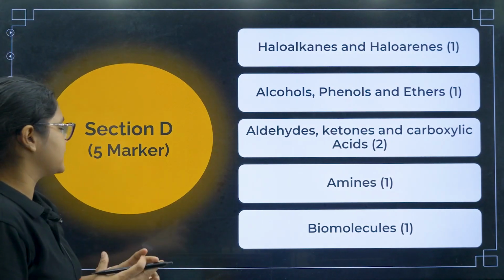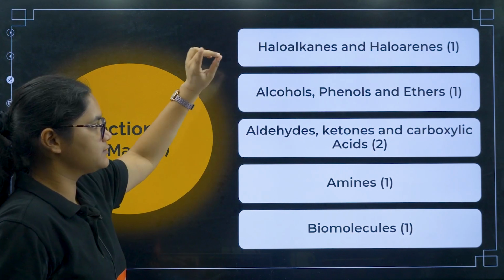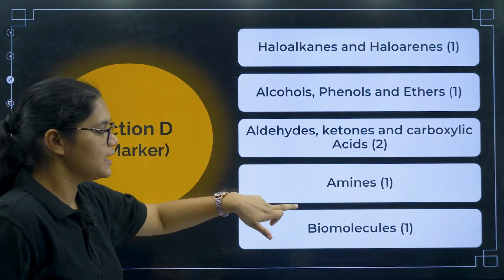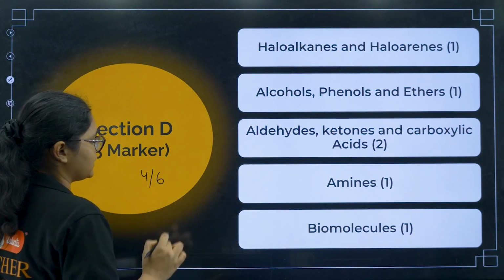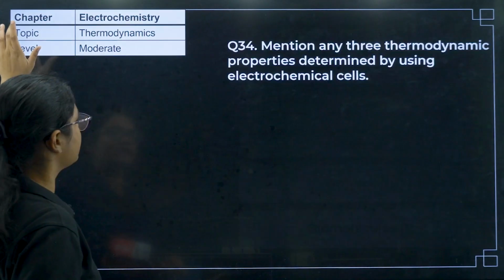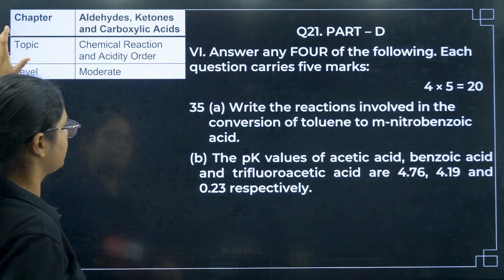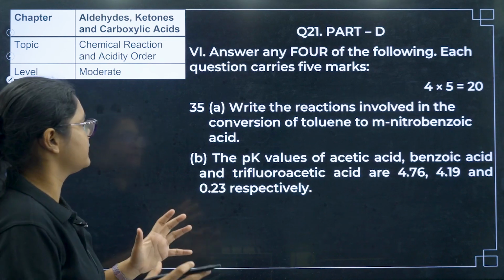Next, we'll move to section D, that is your 5 marker questions. So here you will be getting haloalkanes 1 question, alcohols 1 question, aldehydes 2 questions, amines 1 question, biomolecules 1 question. So there will be 6 questions and you have to attempt any 4 here. Okay. So let us see the first question. Okay, sorry, this question is repeated. Okay. Next, coming to this question, answer any 4. Okay. So this I have already discussed.